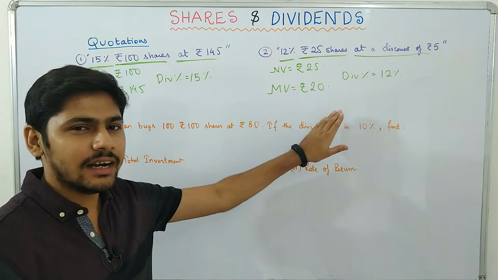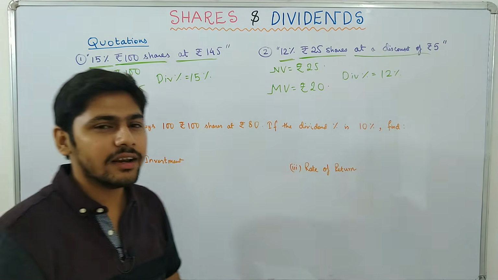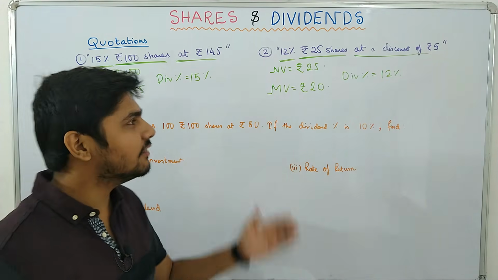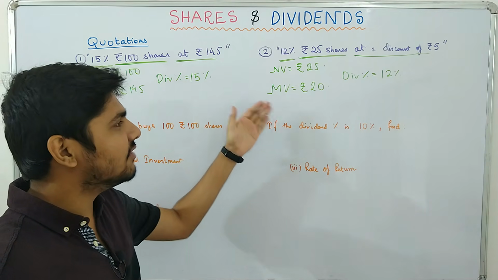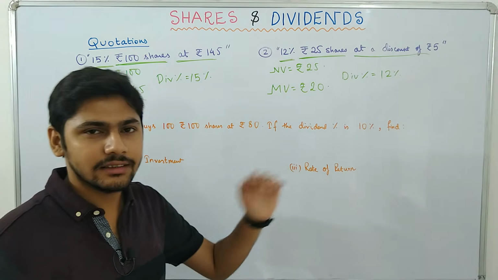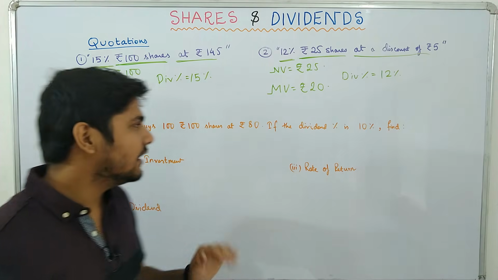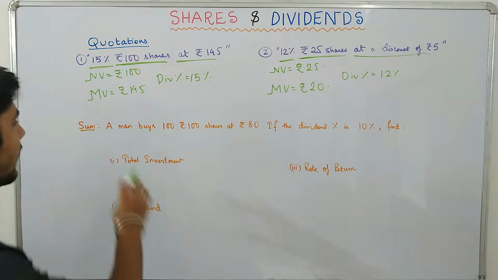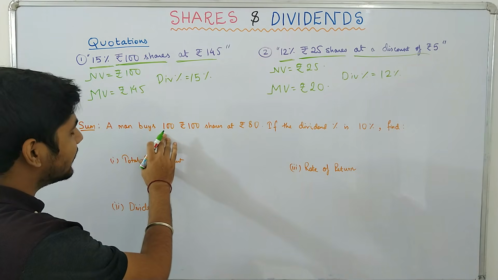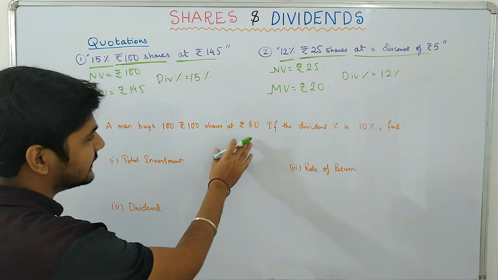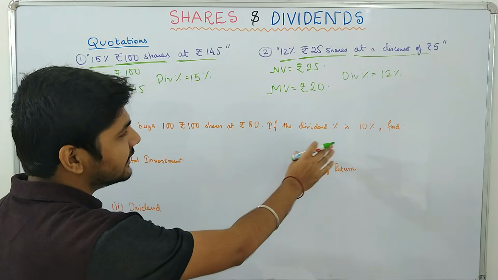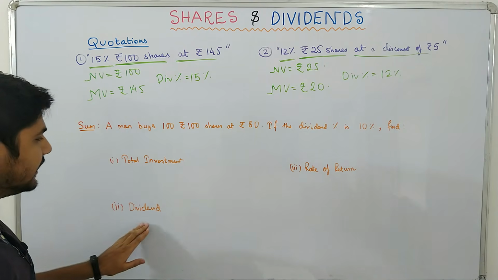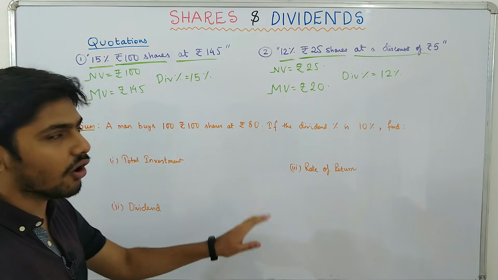Okay, easy to understand. Now these sentences occur in almost all the questions, so you have to understand and deduce the values of nominal value, market value, and dividend percent from these sentences. Okay, now we move on to one basic sum from shares and dividend. A man buys 100 rupees 100 shares at rupees 80. If the dividend percent is 10%, we have to find number 1 the total investment, number 2 the dividend, and number 3 the rate of return.